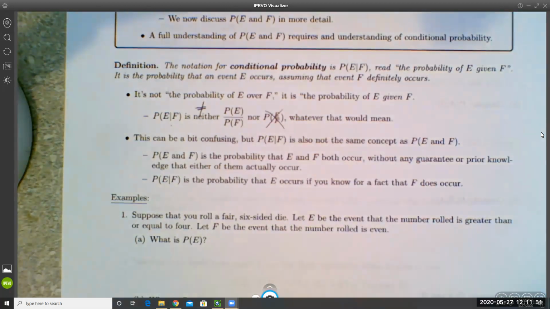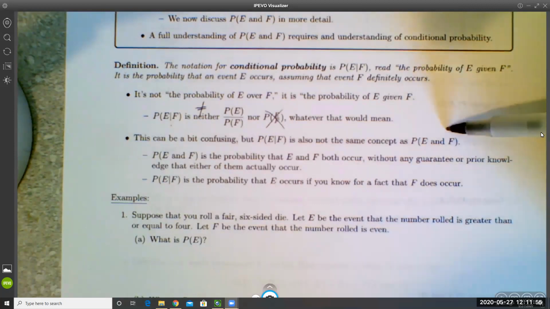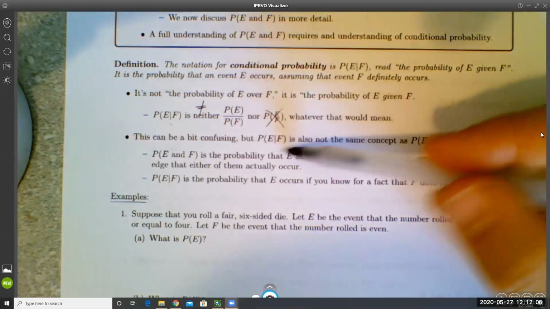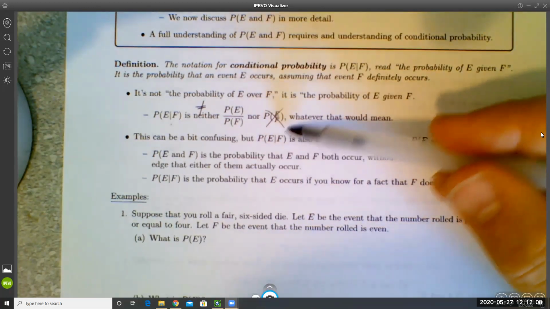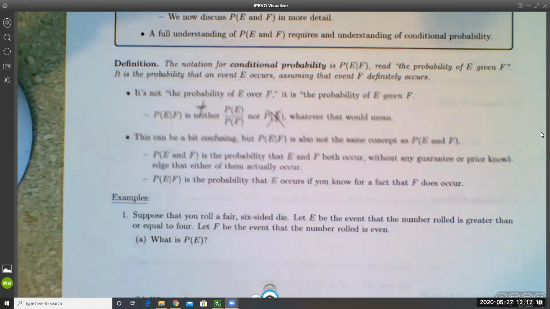But the answer is no. Probability of E and F is the probability that E and F both occur, but without any assumption or any prior knowledge that either of these things actually do occur. Whereas with probability of E given F, you know for a fact that F occurs going into the probability. And so they are different, and I'll give you some examples to demonstrate the difference between them.